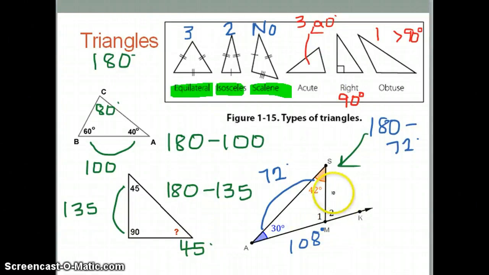Then I could do the same thing and I could say, well, this is also a supplementary. So if this angle 1 is 108, then angle 2 has to be 72 because they're supplementary, so they're going to add to 180 degrees. So again, 180 degrees is that big ticket number we're looking at when we're talking about triangles.